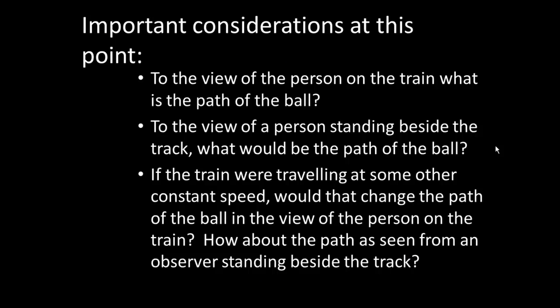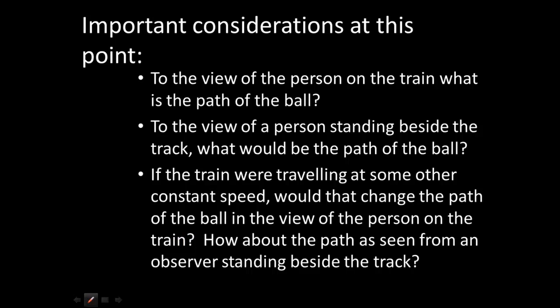Now let's go back up and look at the third bullet here. It says, if the train were traveling at some other constant speed, would that change the path of the ball as viewed by the person on the train? Well, no, because if they're all going a constant speed, the person on the train still throws the ball straight up, and then to their perspective it comes straight back down into their hand. The ball was already going the speed of the train, and when it's launched straight upward, it's still going the speed of the train forward, until it comes back into the person's hand, at which time it's still going the speed of the train in the forward direction.